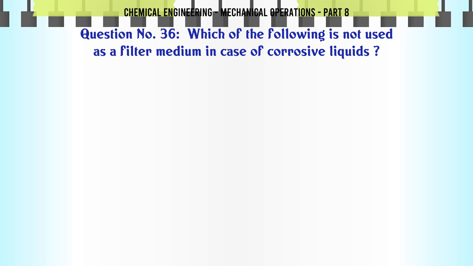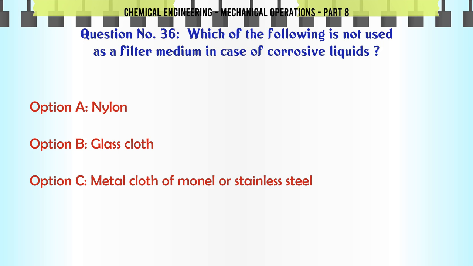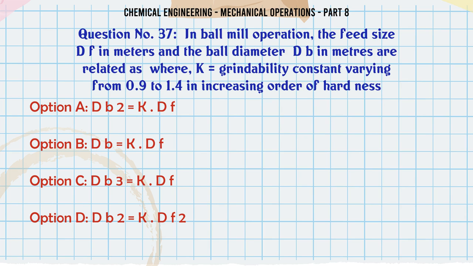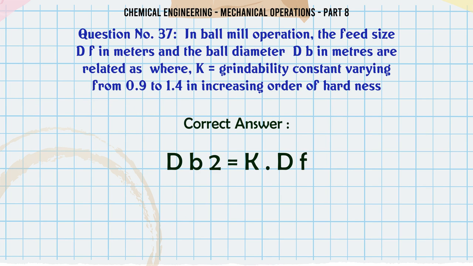Which of the following is not used as a filter medium in case of corrosive liquids? A. Nylon. B. Glass cloth. C. Metal cloth of monel or stainless steel. D. Cotton fabric. The correct answer is cotton fabric. In ball mill operation, the feed size DF in meters and the ball diameter DB in meters are related as, where K is the grindability constant varying from 0.9 to 1.4 in increasing order of hardness. A. DB = 2K·DF. B. DB = K·DF. C. DB = 3K·DF. D. DB = 2K·DF². The correct answer is DB = 2K·DF.